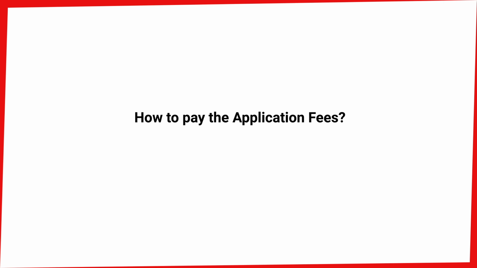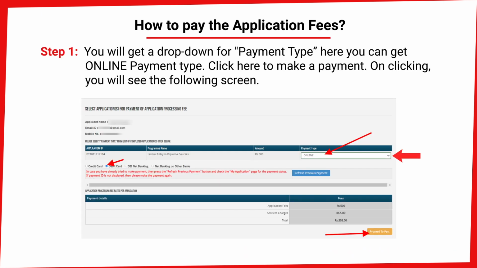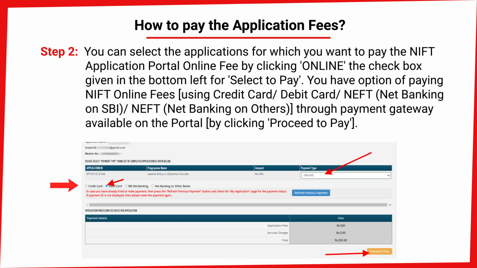How to pay the application fees? Step 1. You will get a drop down for payment type. Here you can get the online payment type. Click here to make a payment. On clicking, you will see the following screen. Step 2. You can select the applications for which you want to pay the NIFT application portal online fee by clicking the check box given in the bottom left for Select to Pay.